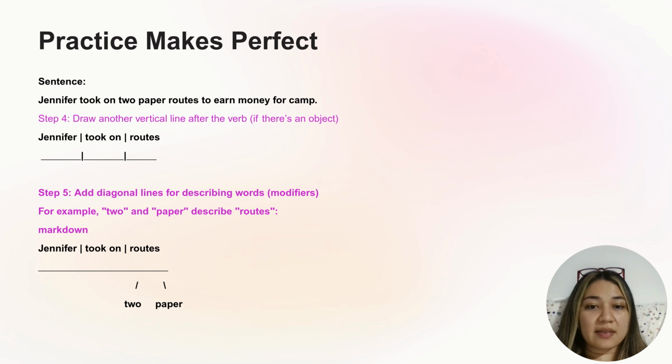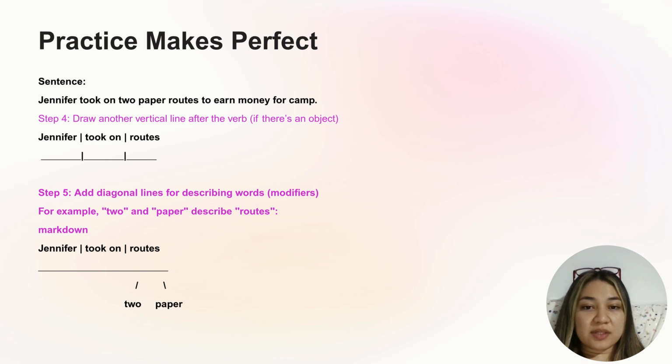We have to add diagonal lines for describing word modifiers. In this case, we have two modifiers that describe the word roads. This case says that we have extra information, so it's a diagonal line from the object, right? We separate them with two diagonal lines, one for the word "paper" and the second for the word "to."